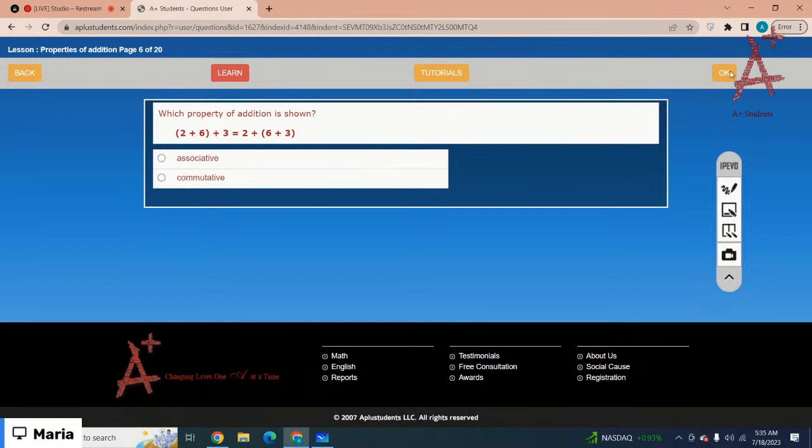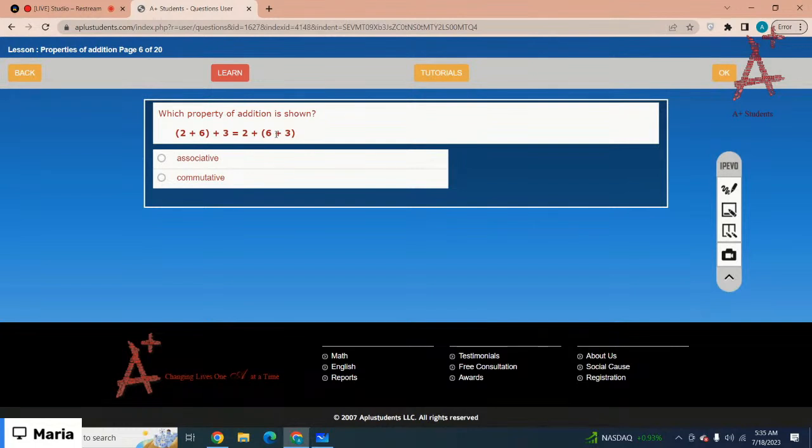Okay, you can see on both sides the numbers are the same: 2, 6, and 3. Just their order of addition and grouping is different. Here the group is 2 plus 6, and here the group is 6 plus 3. So if you make different groups when adding, but the numbers are the same, their sum must be the same.